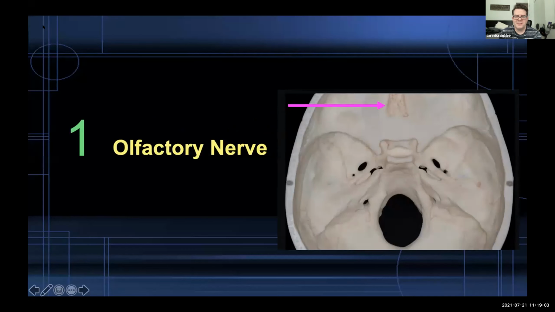Okay, so back to reviewing the 12. All right, so here, number one, the olfactory nerves. I'm showing you the olfactory groove within the anterior skull base there. You can see, if you really squint, a bunch of tiny little perforations. So the cribriform plates, there they are.